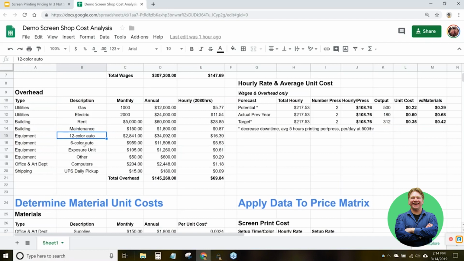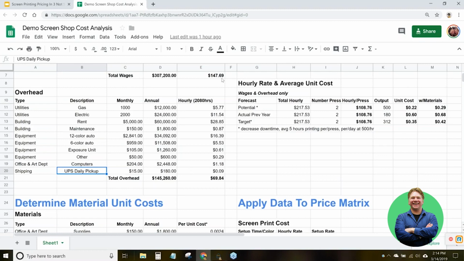So if you have a $500 payment or a $300 payment or a $1,000 payment for equipment, whatever it is, that's what you want to plug in here, because that's really what you've got to make sure you cover. Your exposure: equipment, computers, basically everything that you're going to be paying for that's going to be in your overhead. I even put in the little UPS daily pickup. There's a rate you pay for that.